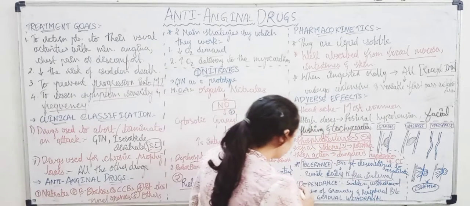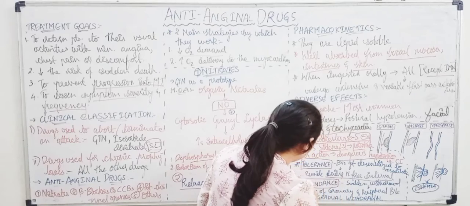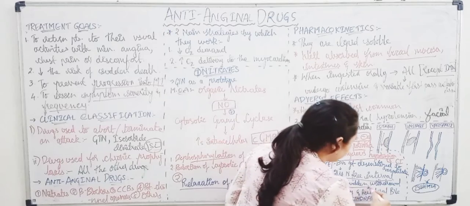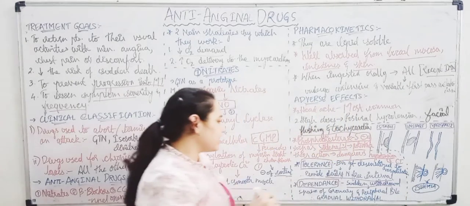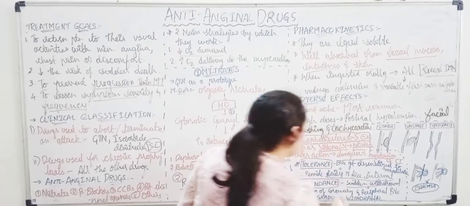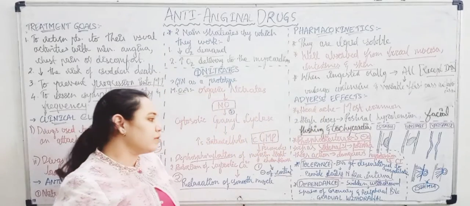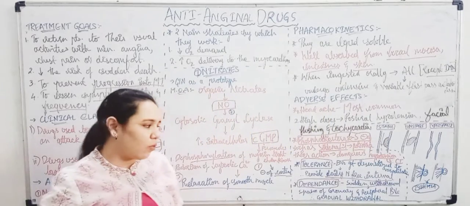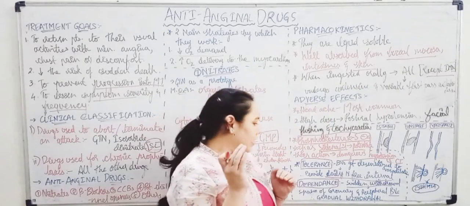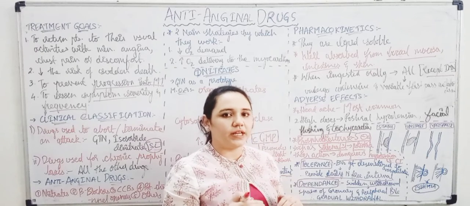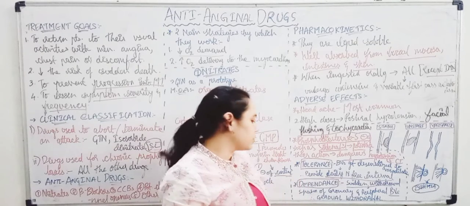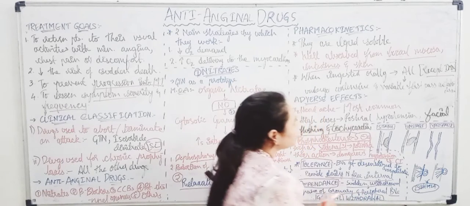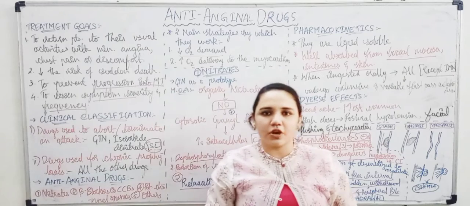And coming to dependence, if a patient has been taking nitrate for a long period of time, and if the patient suddenly withdraws, the patient starts experiencing spasm of coronary and peripheral blood vessels. So this effect can be avoided by discontinuing the drug gradually instead of suddenly stopping it. So gradual withdrawal is a solution for avoiding this effect. So this is about the pharmacology of nitrates.